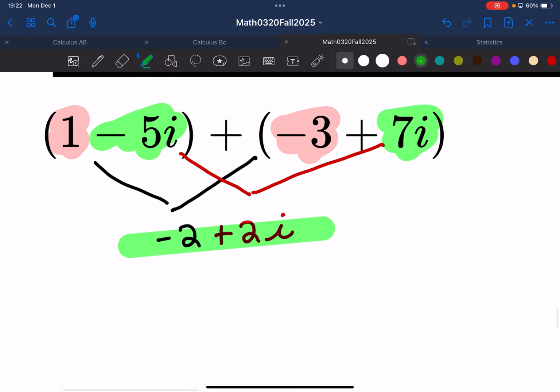Yes? Could you divide like 2i by 2? You could, but since you're dividing by a real number, it would only mess with the real numbers. You would still have the i there.